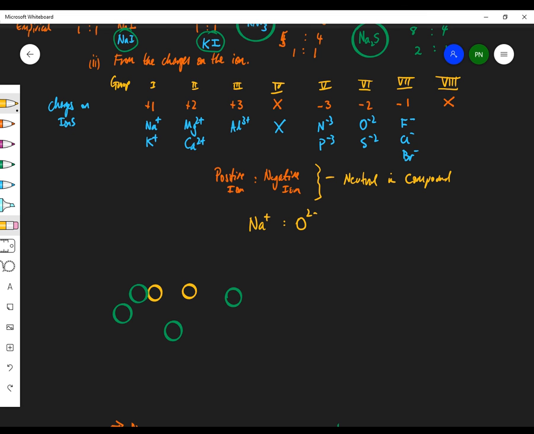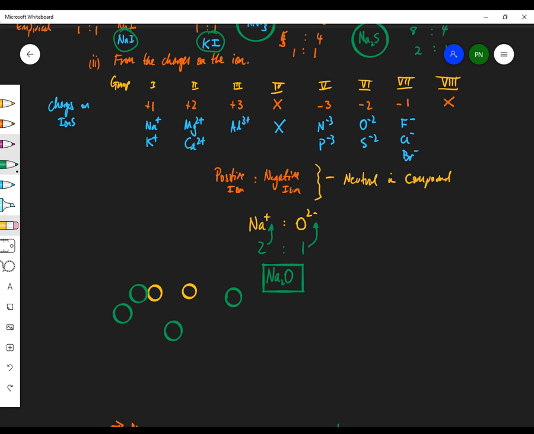Now, how will I make this neutral? If I have 1 to 1, it won't be neutral, because there'll be 1 times 2 minus and 1 times 1 plus. That doesn't give me something neutral. So for every 1 oxide ion, I'll need 2 sodium ions. 2 times plus 1 is exactly the opposite of 1 times minus 2, which gives us the neutral compound. So the formula for sodium oxide is Na2O.